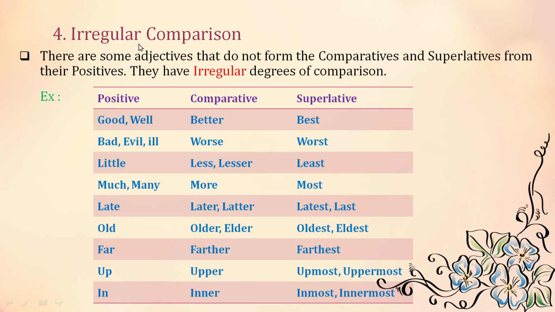For irregular comparison, there are some adjectives that do not form the comparative and superlative from the positives. They have irregular degrees of comparison. They don't take their positive for comparative and superlative degrees. They are different. They take different forms. Let's see. For good and well, we say better, best. We are not taking gooder and goodest. We are taking better and best. Bad, evil, ill, worse, worst. Little, less, lesser, least. Much or many, more, most, and so on.